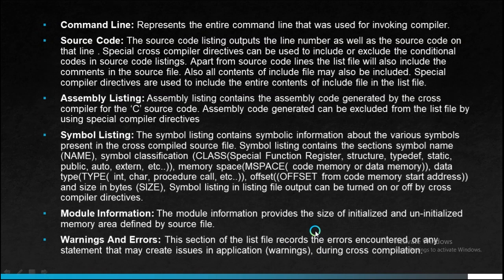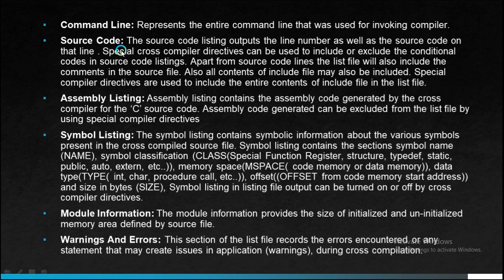The next section is the command line. This is the command line that is used for invoking the compiler, and it comes under the command line section. The next section is source code. We are converting source code to machine code, so our input is source code, and we have to store the source code also. The source code along with the line numbers will be included in the source code section.